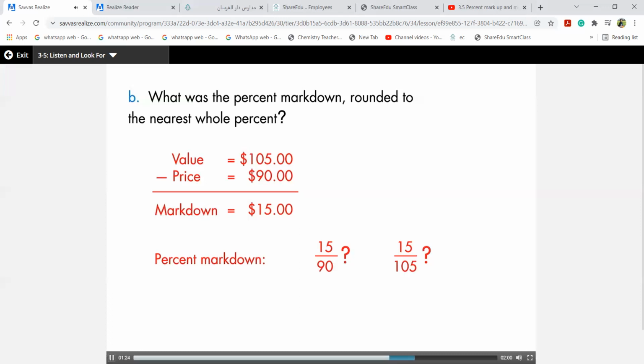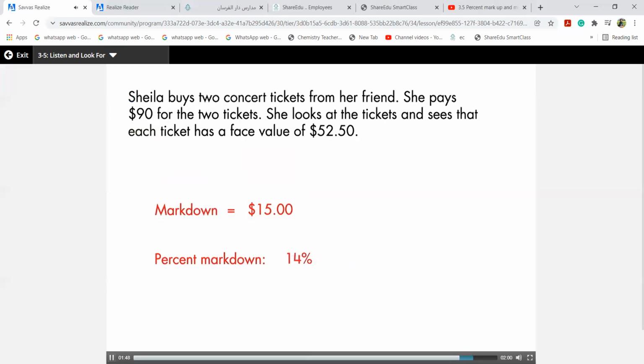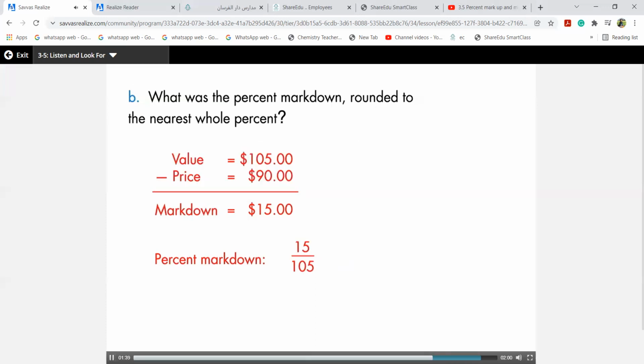$5, which is the original value of the tickets. Take this opportunity to define percent markdown as the ratio of the markdown to the original price. The percent markdown is the ratio of the markdown of $15 to the original price of $105, which is approximately equal to 14/100ths, or 14%. Ask students to compare the meanings of markdown and percent markdown.